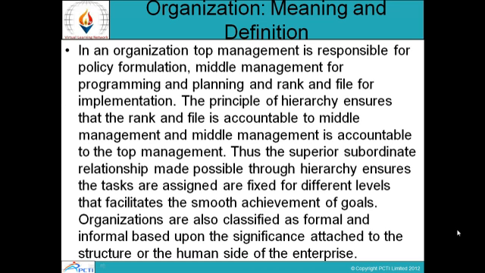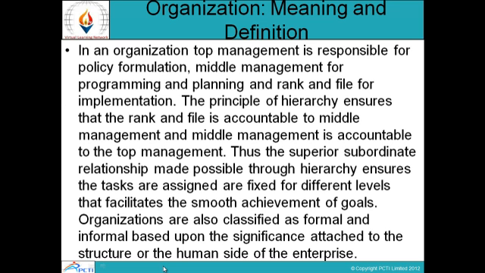In an organization, top management is responsible for policy formulation. Middle management performs programming and planning, and the rank and file handle implementation. So it is always related to different principles which work in the organization. The principle of hierarchy ensures that the rank and file are accountable to the middle management, and middle management is accountable to the top management. We can simply state that an organization always has a certain kind of hierarchy. That means they always share a subordinate and superior relationship.